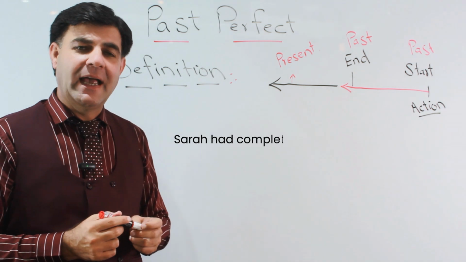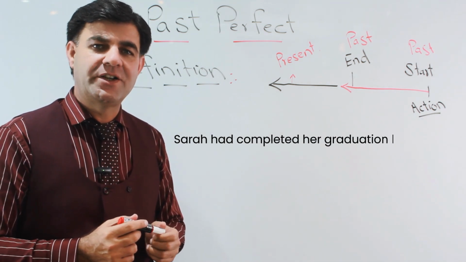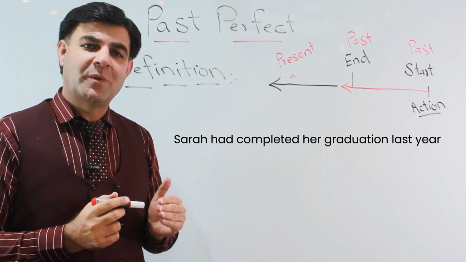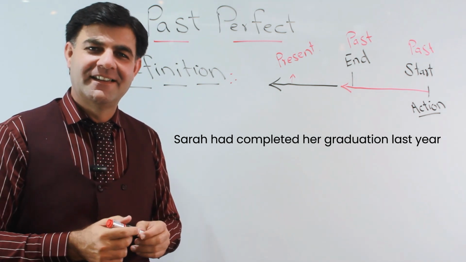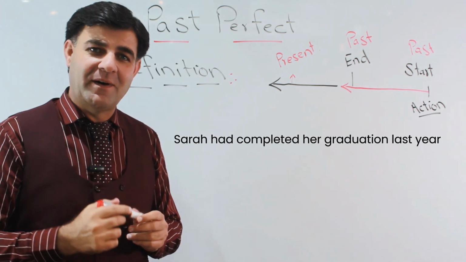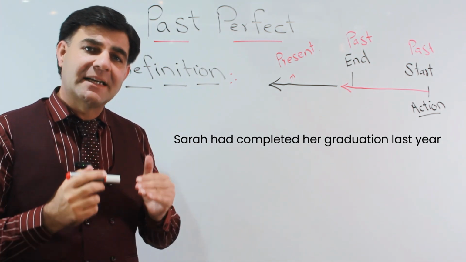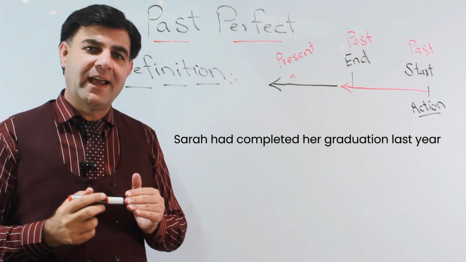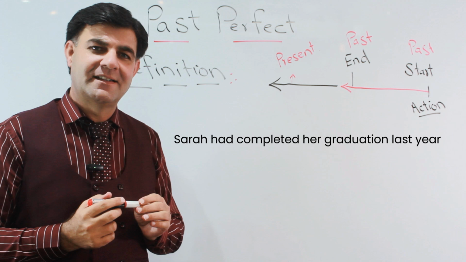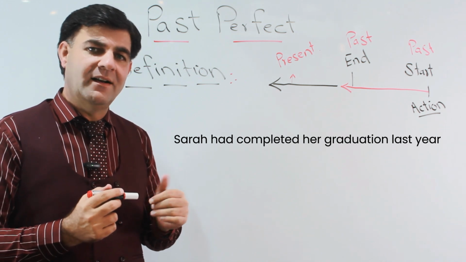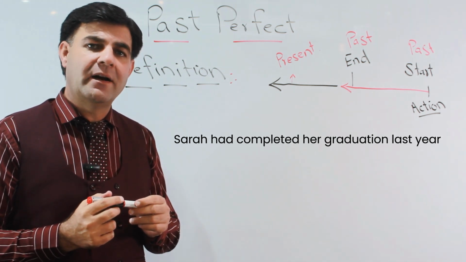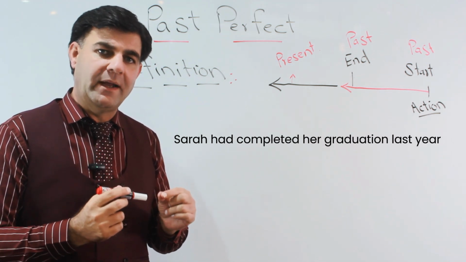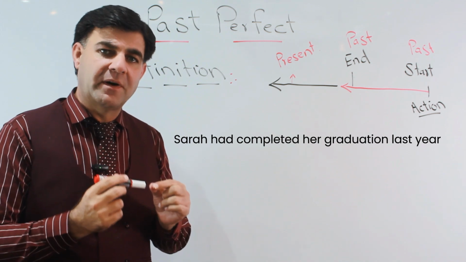Sarah had completed her graduation last year. So the graduation process was started before, in the past, right? But she had completed it last year. So the action was started in the past and completed in the past. We use: Sarah had completed her graduation last year. This is the simple way of using past perfect tense.